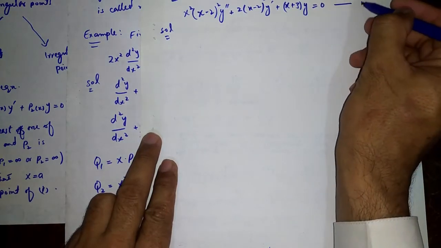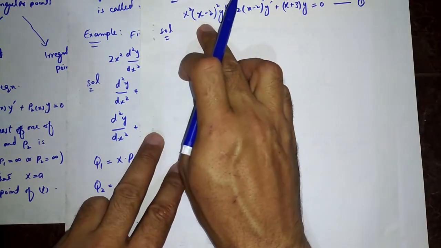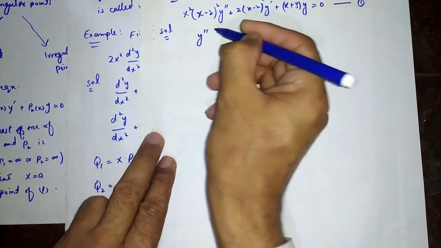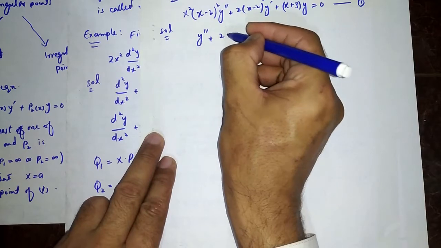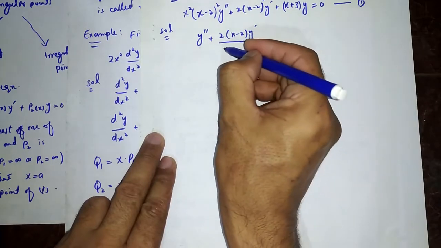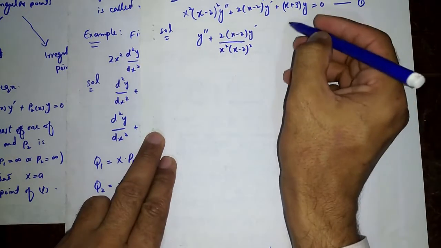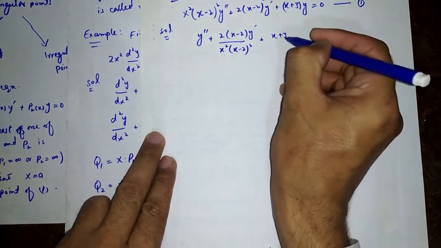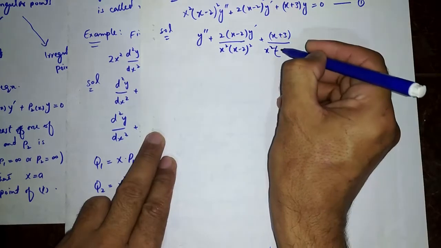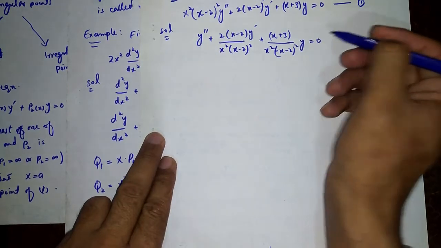Let this be equation number 1. So again, dividing the whole equation by x square into x minus 2 whole square, we will get y double prime plus 2 into x minus 2 y prime divided by x square into x minus 2 whole square, plus x plus 3 divided by x square into x minus 2 whole square into y, equal to 0.